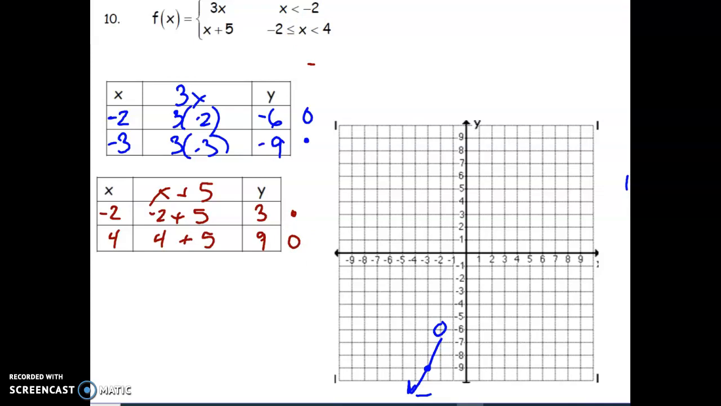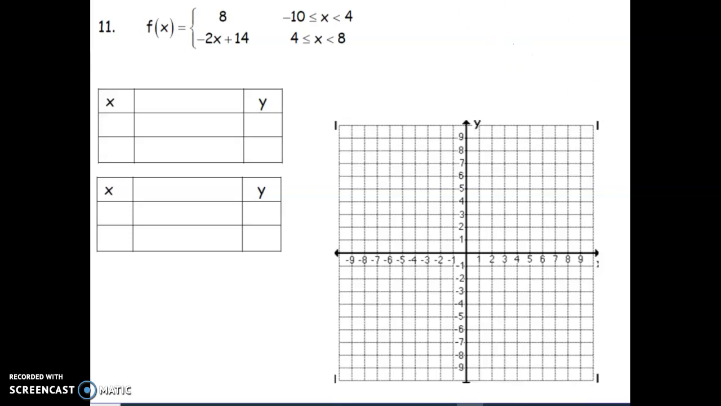Okay, so let's put those on there. -2, +3 is going to be a closed circle. And 4, 9 is going to be an open circle. And then I will connect the dots. Notice in this case there is no arrow because I have a starting point and a stopping point. In this one I have an arrow because it's all the values that are less than -2. That set never ends. This one has a starting point and a stopping point, so no arrow.